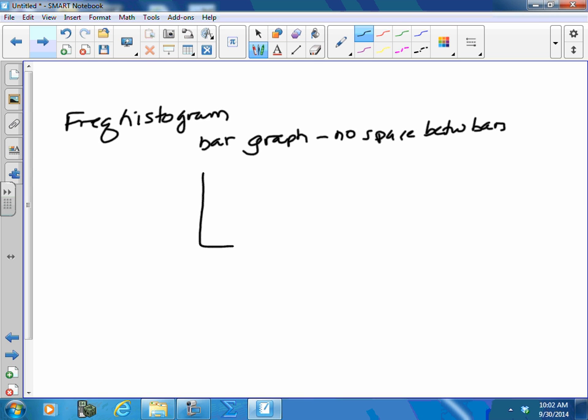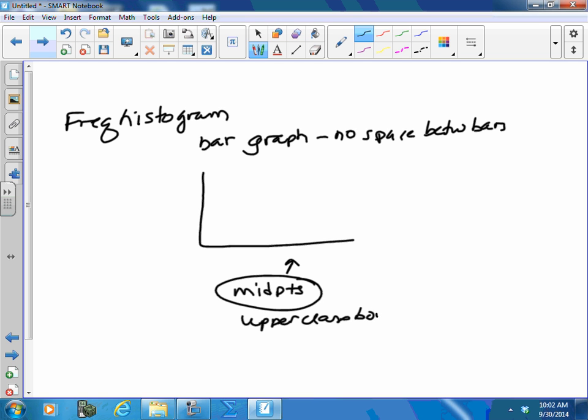So for your x-axis, you have a choice. You can either use your midpoint, which I recommend, or your upper class boundary. Okay. I recommend your midpoint because for your frequency polygon, you want to use your midpoint. It comes out to the middle of your bar so that you can just make a line graph out of it. Remember to cut your graph if you need to.